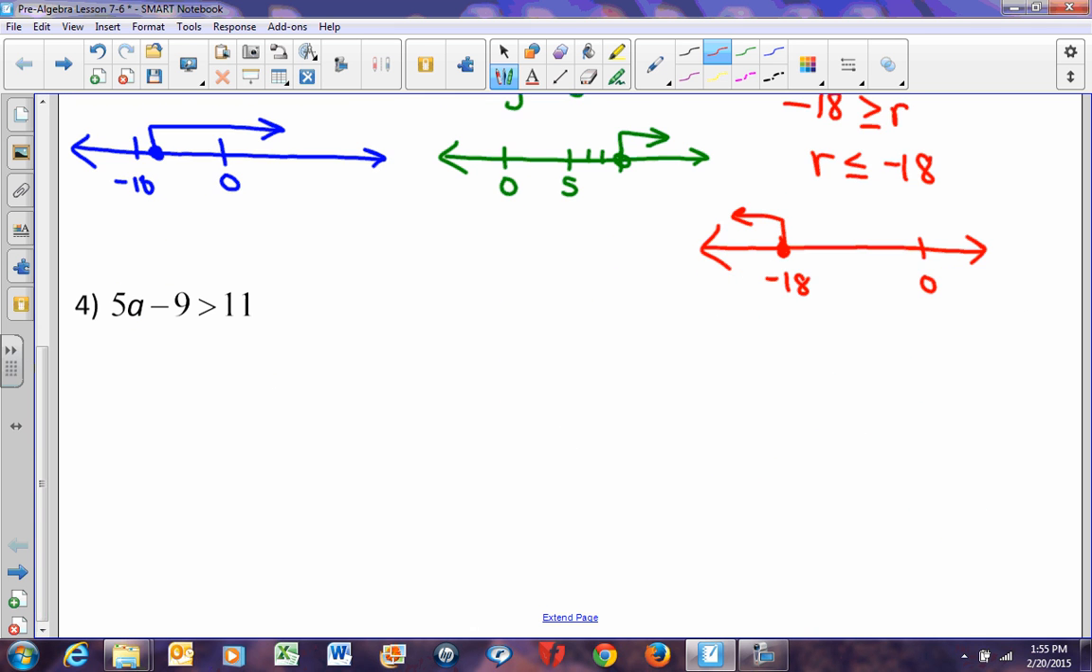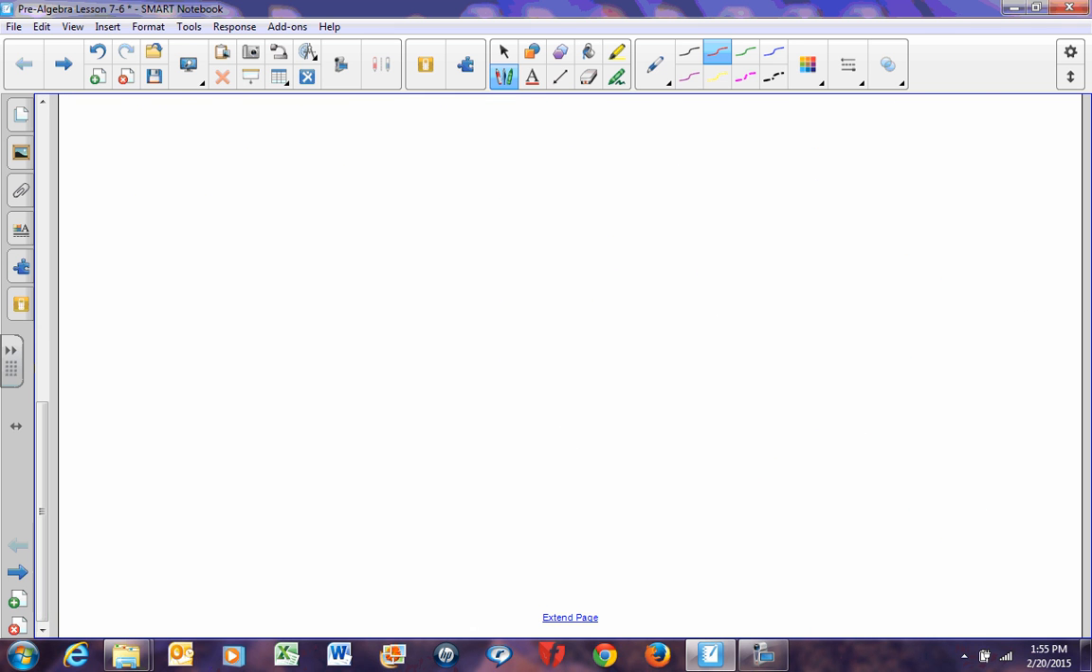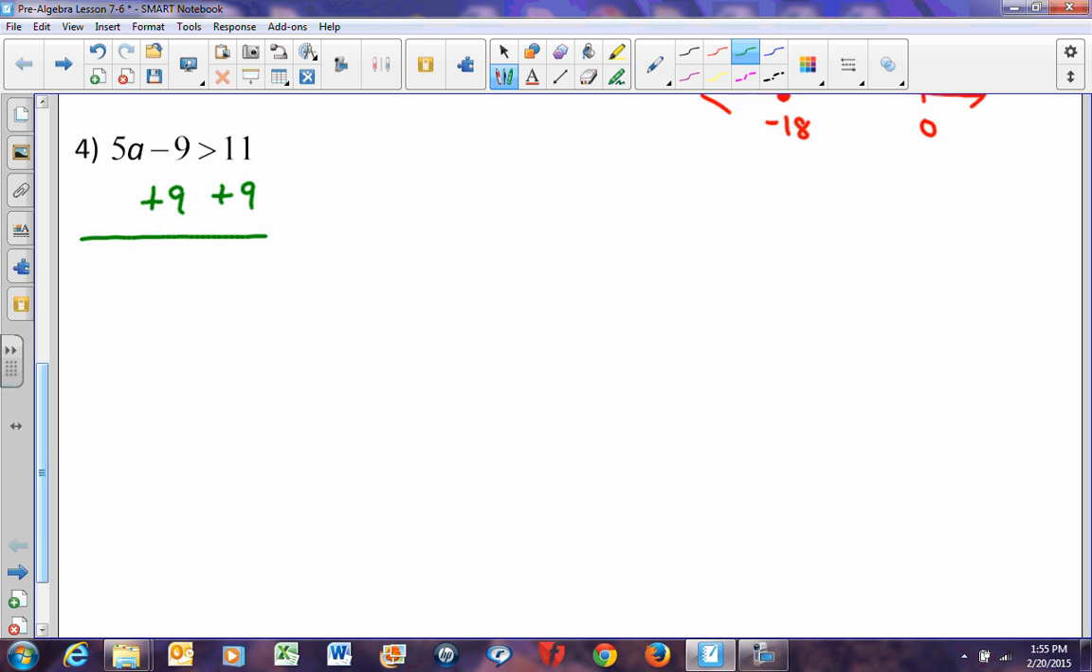Problem number 4. 5a minus 9 is greater than 11. The first thing I need to do here is get rid of anything added or subtracted. They subtracted 9, so I will add 9 to both sides. The 9's cancel out, leaving me 5a is greater than 11 plus 9, which is 20. Divide by 5. A is greater than 4.